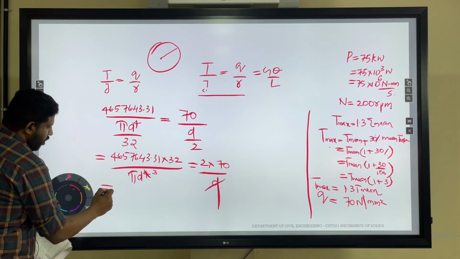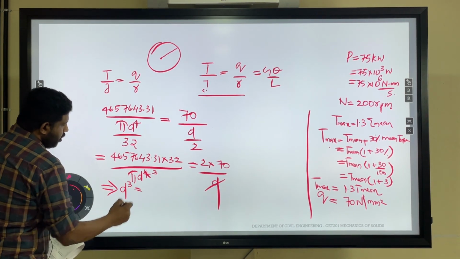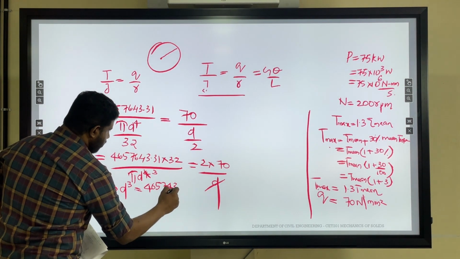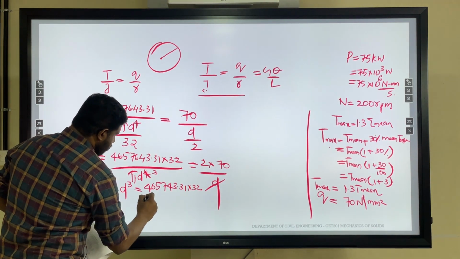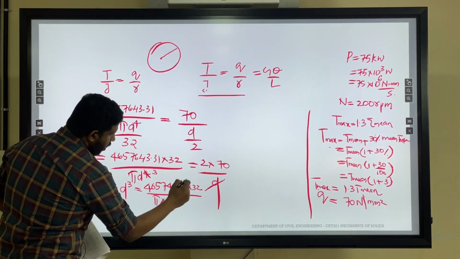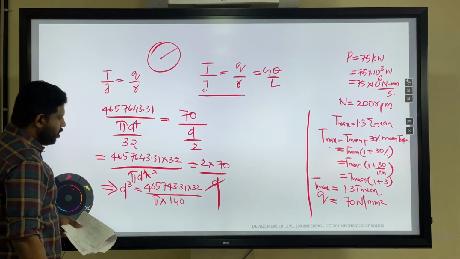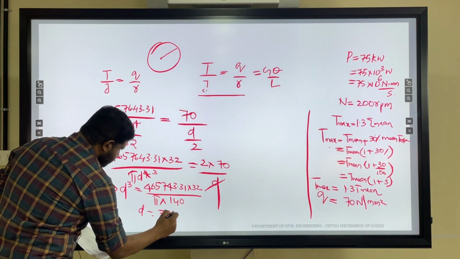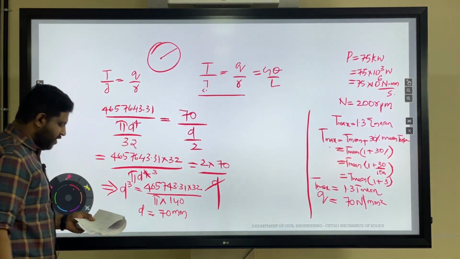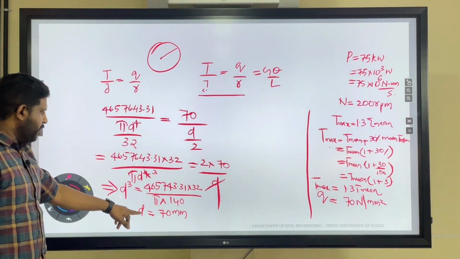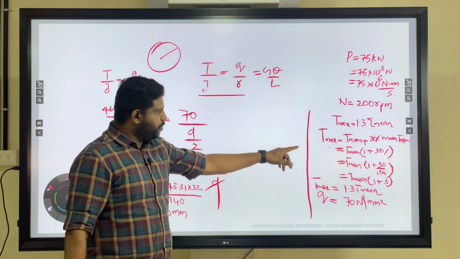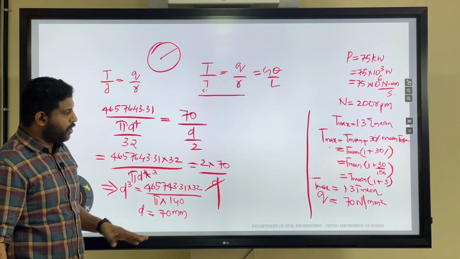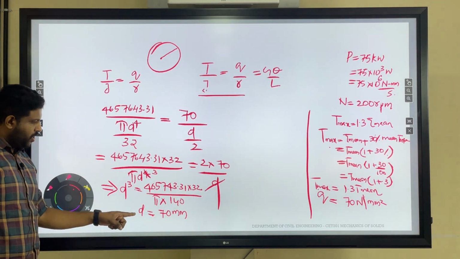Okay, on solving this, we can have an equation for d cube. You will be getting d cube as 465743.31 into 32 divided by pi, and 140 comes down. Okay, on solving we will be getting d as 70 mm. So the diameter of the shaft, which is capable of transmitting a maximum torque, with the torque exceeding 30% of the mean torque, should be 70 mm.